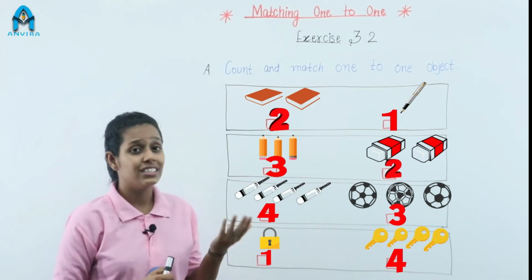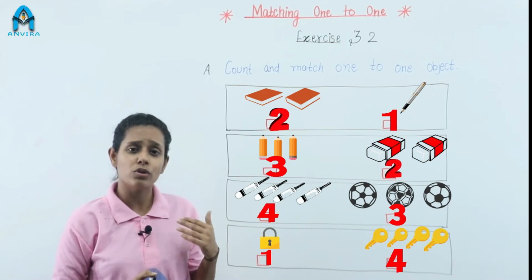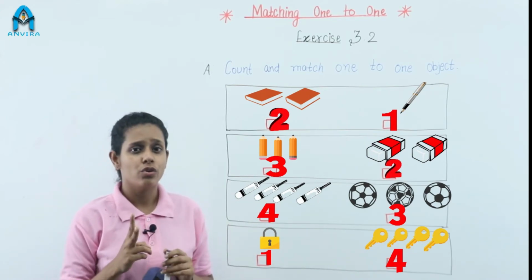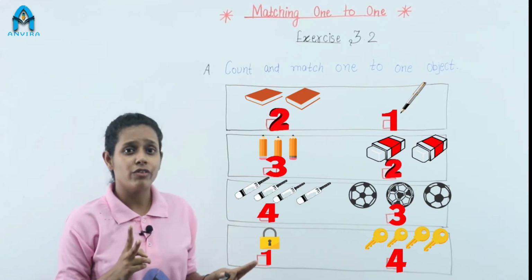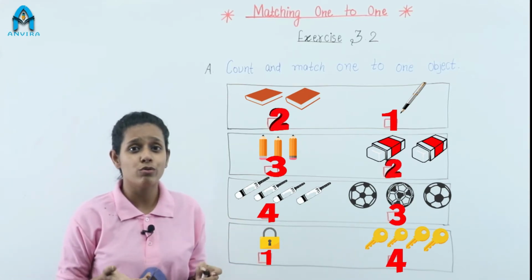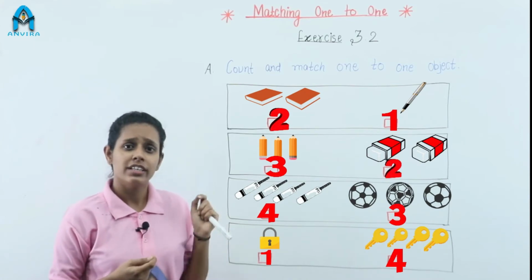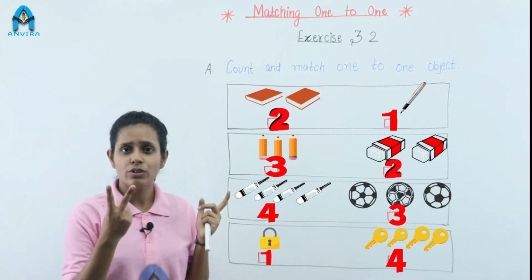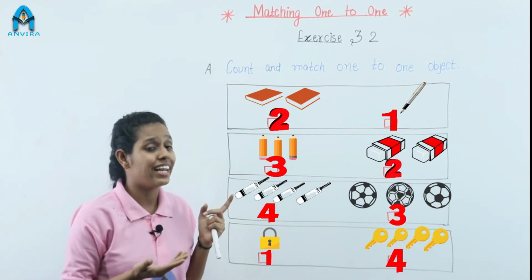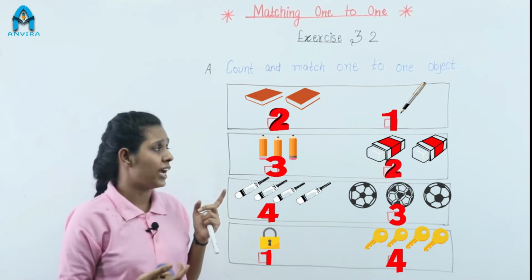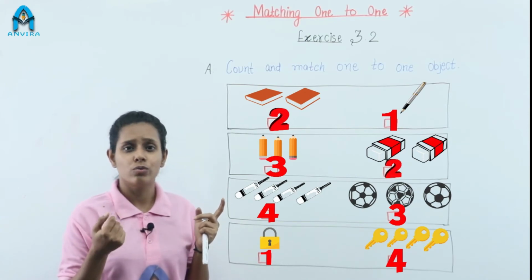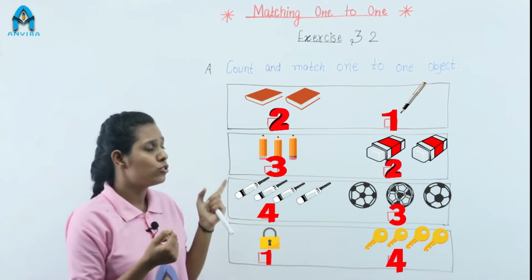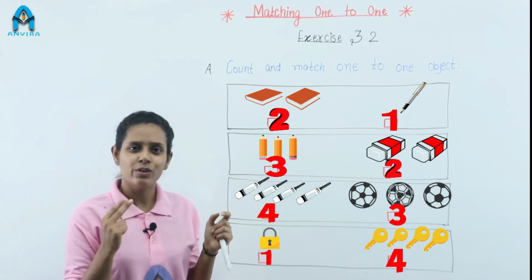Now, match the same numbers from both sides, right and left. First is 2. Now, look at the left side where we find number 2. Now, what do we have to do? We have to match the objects with the same numbers. First, we found 2 books. Now, look at the left side. Which object is in number 2? We found 2 erasers. Now, match 2 books with 2 erasers.